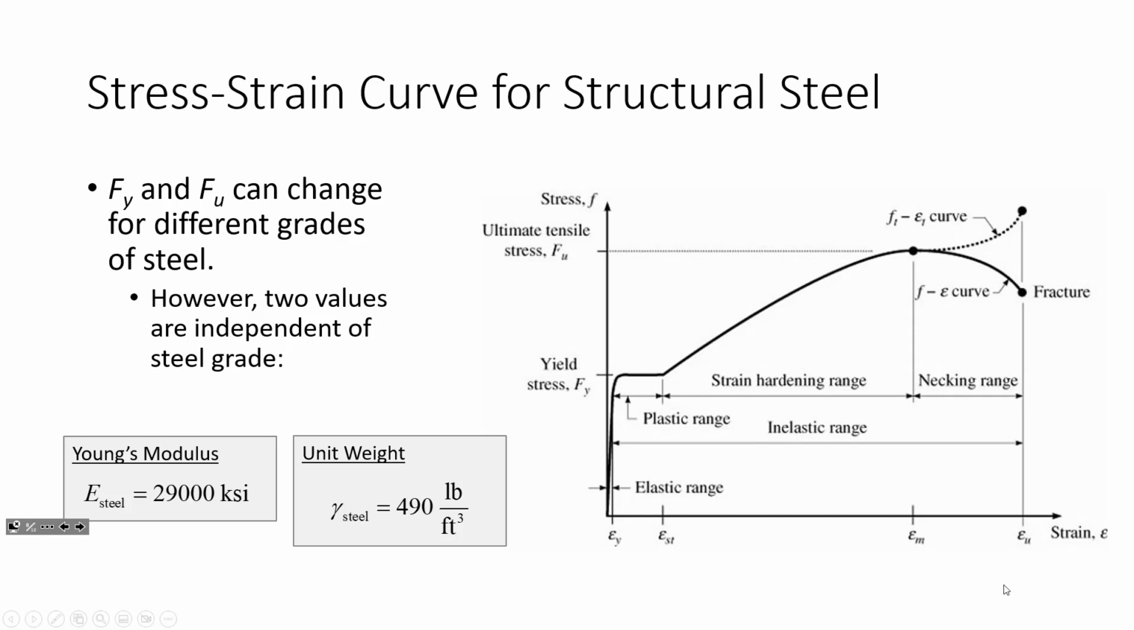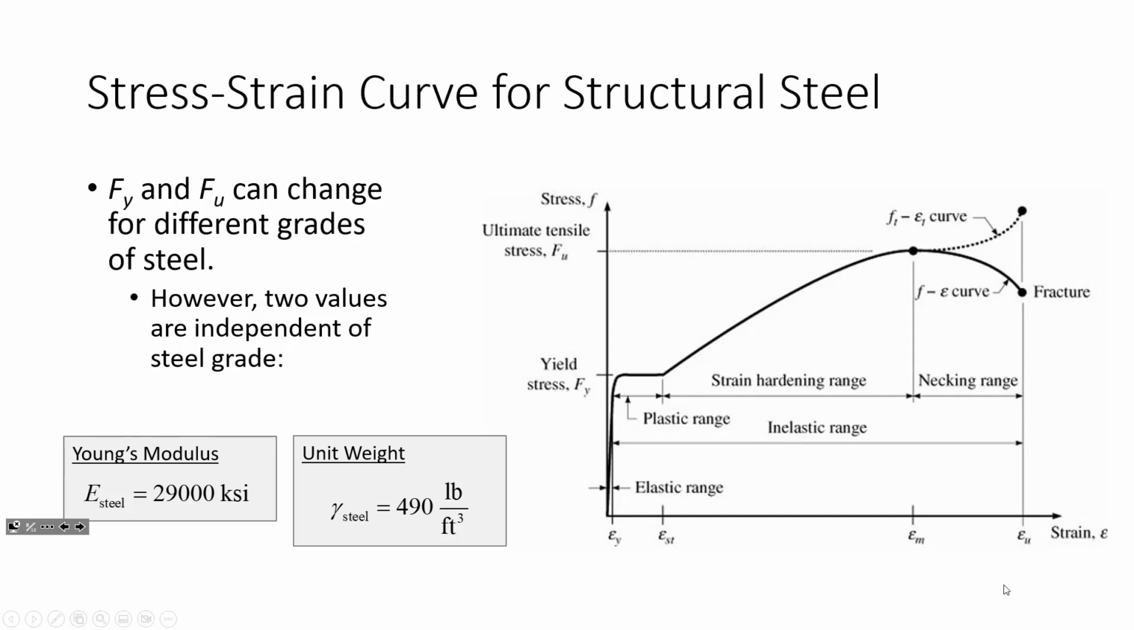Now, once we get past the elastic range, we then start getting into the inelastic range. Now, can anybody tell me what is the difference between elastic and inelastic behavior? So if I take a piece of steel and I load it past the elastic range, what happens if I unload it? I have permanent deformation locked into the member, okay? And that's what happens when you get past yielding, okay?